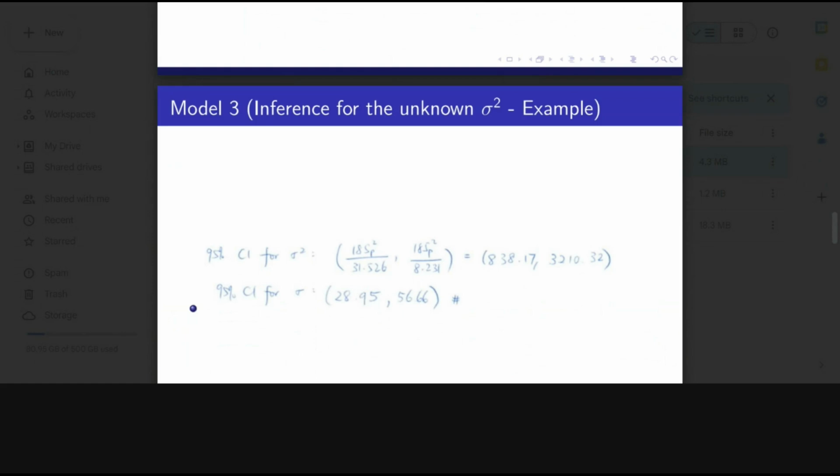This is just one thing I want to mention. If you have formed a confidence interval for sigma squared and you want a confidence interval for sigma, you need to take the square root of both sides. Once you have found a confidence interval for sigma squared, taking square roots will give you the confidence interval for sigma. This is easy.